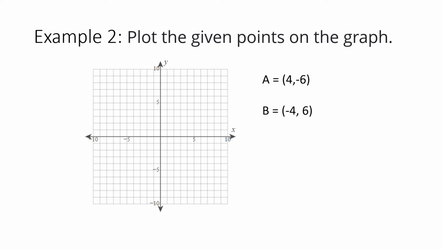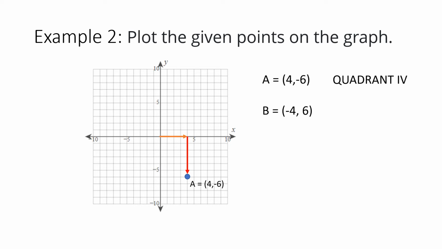Example 2, we have 2 points A and B. So for point A, it's (4, -6). I need to identify which quadrant it's going to be in. Since my x is positive and my y is negative, it's going to be in quadrant 4. And so I'm going to go to the right 4 on my x-axis, and then I'm going to go down 6, and that's going to be where my point A is going to be. (4, -6) will be right there.